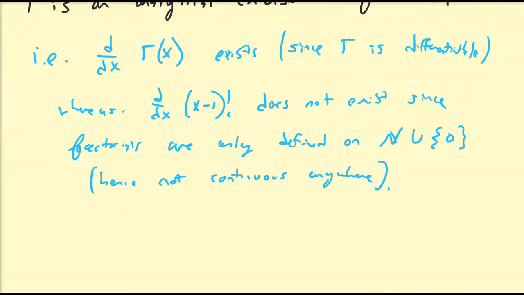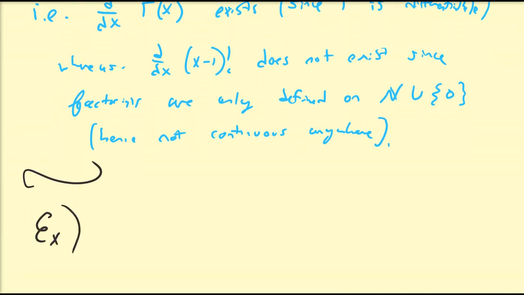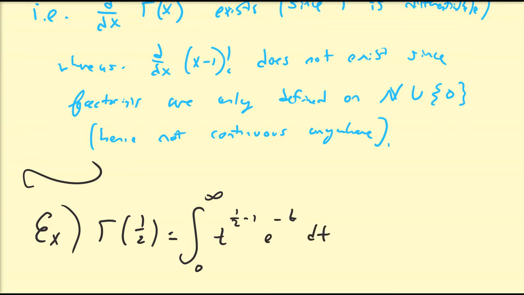Alright, so with those things, what other special properties can we sort of come up with? So let's consider the following example: what is the value of gamma of 1/2? If we use the definition, this is going to be equal to the integral from 0 to infinity of t to the 1/2 minus 1 times e to the minus t dt. And 1/2 minus 1 is a negative 1/2, so this is the same as the integral from 0 to infinity of t to the minus 1/2 e to the minus t dt.